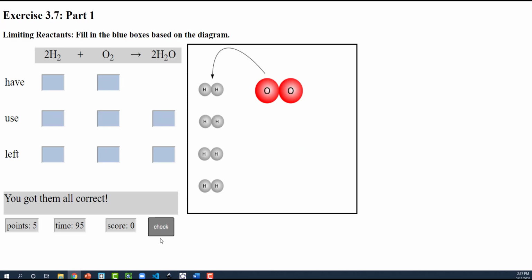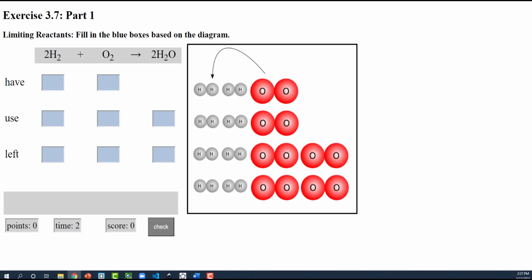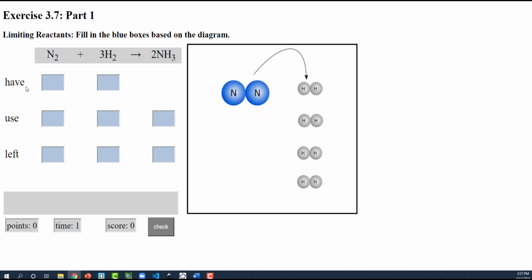All right, so we say that one is good. I'd like to find a different ratio. Let me just kind of refresh this page and see if we can get a different reaction besides water. Let's see if I can get another one just randomly. Yeah, look at this one.